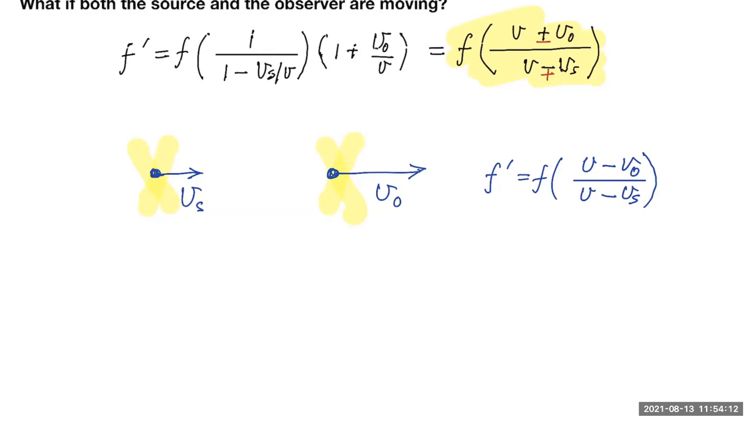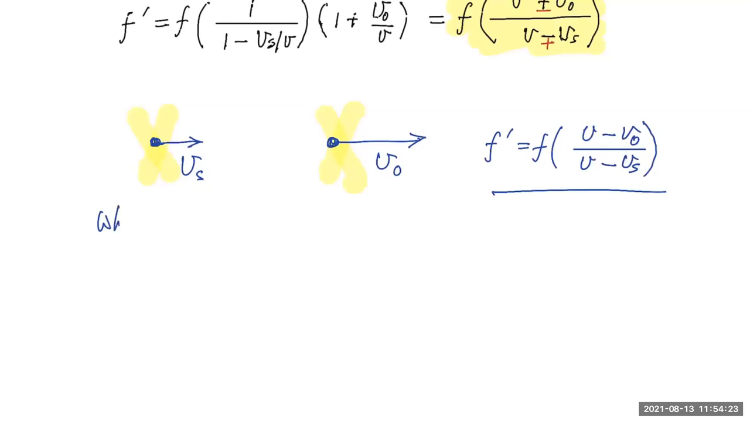Okay, now an interesting special case based on what we just found, this formula here. What if Vs equals VO? Both the source and observer are moving along the line connecting them, and they're moving at exactly the same speed. Okay, exactly the same speed. So you have V minus VO divided by V minus Vs, but Vs and VO are equal to each other. Then you have what? F equals F prime. Okay, that's a special case.